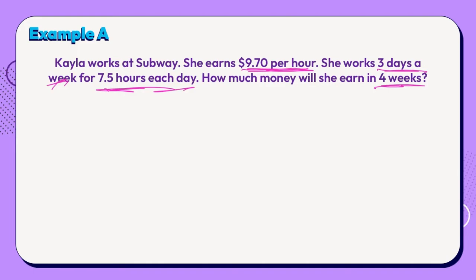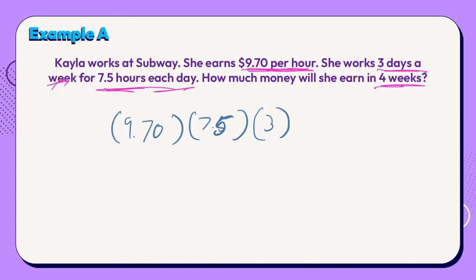The easiest way to do that is multiplication. So we can take our $9.70 and multiply it by our 7.5 hours each day, because she's making $9.70 per hour. If I multiply that by the 7.5 hours, that'll tell me how much she makes in 1 day. But she doesn't work just 1 day a week, she works 3 days a week. So I could take that amount of money and multiply it times 3, and that'll tell me how much money she makes in 1 week.